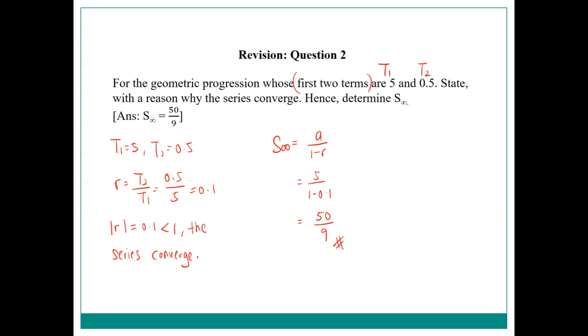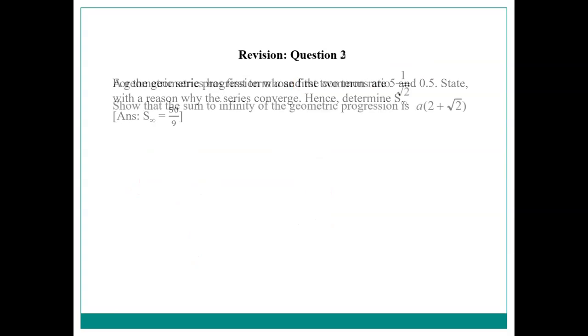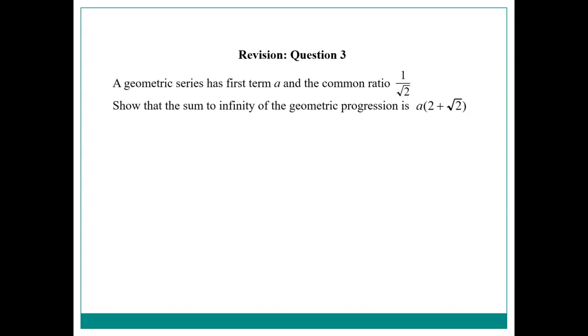Okay. So maybe we can try one last question. Okay, let's try this one. A geometric series has first term A and a common ratio R. Show that the sum to infinity is this one. Okay, so I know that sum to infinity is equal to A over 1 minus R. So this is my answer, but this should not be your final answer because the question wants you to show that your sum to infinity is equal to this one. All right, so we need to simplify this.